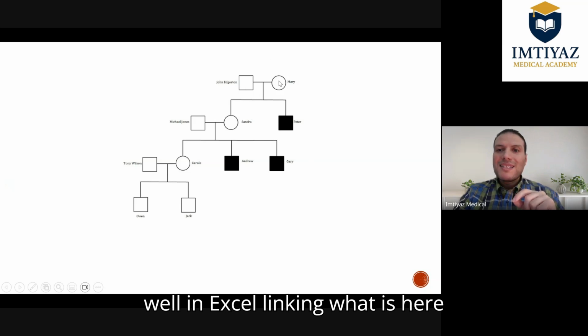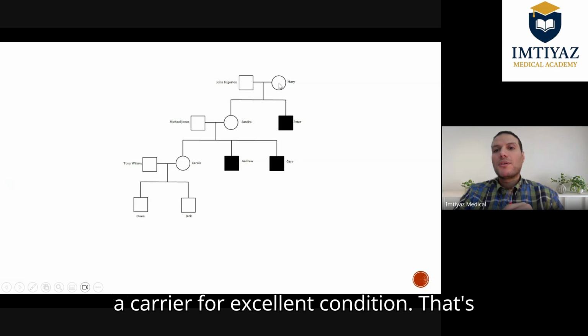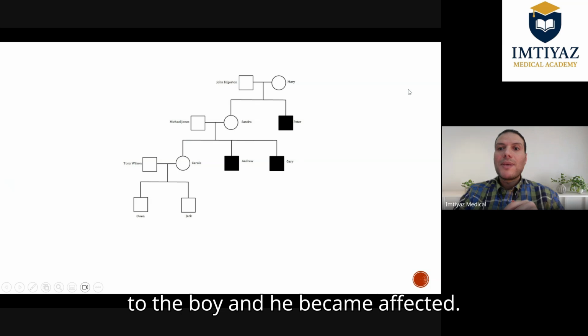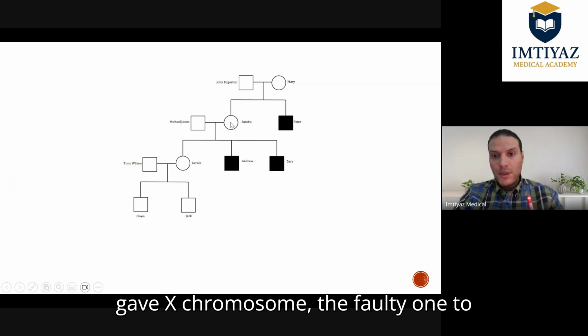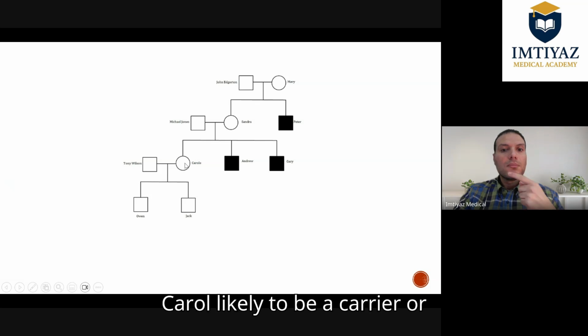What is here? This Mary here, or grandmother, she was a carrier for X-linked recessive condition. That's why she gave the faulty X chromosome to the boy, and he became affected. And then Sandra is a carrier. Sandra gave the faulty X chromosome to both boys. Boys are affected. And here, Carol, likely to be a carrier or normal.